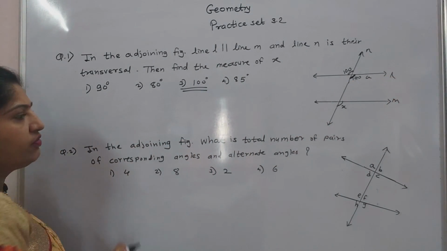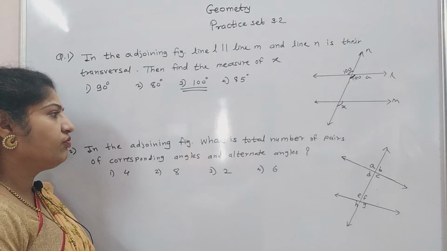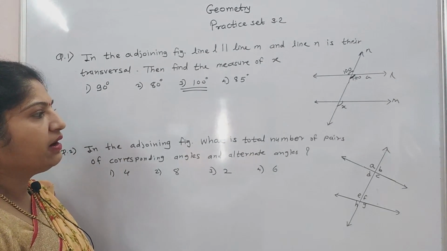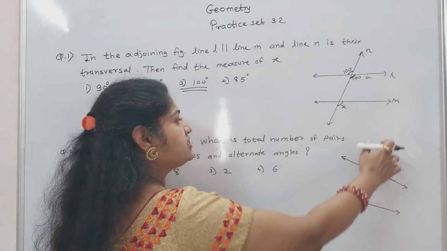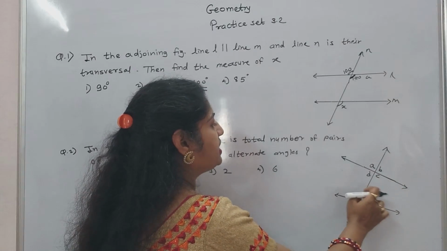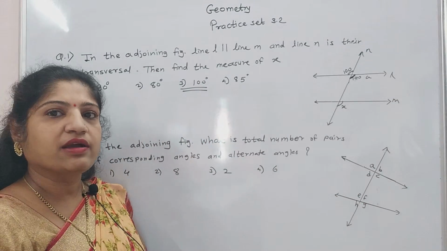In the adjoining figure, question number 2: what is the total number of pairs of corresponding angles and alternate angles? There are 2 lines and 1 transversal. 8 angles are formed, A, B, C, D, E, F, G, H. Total 8 angles are formed.